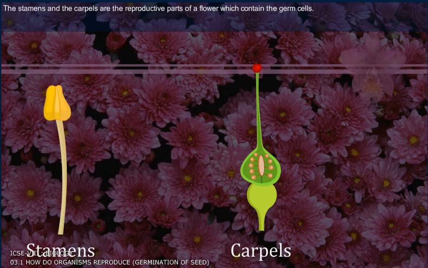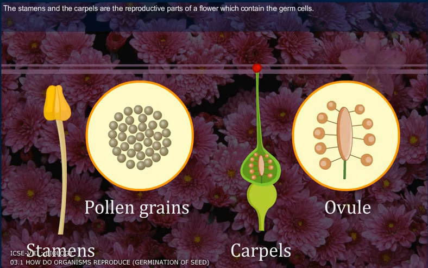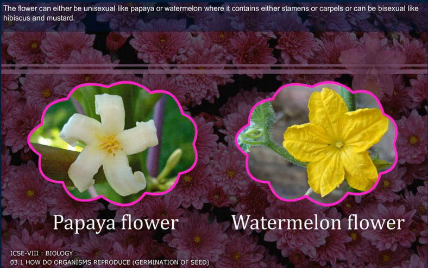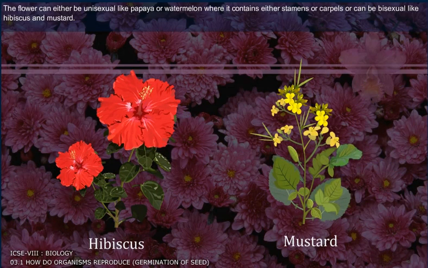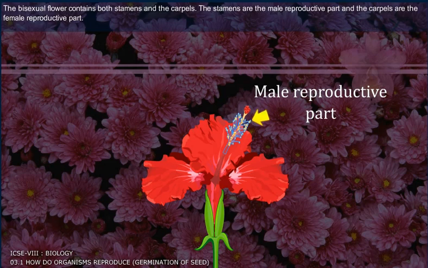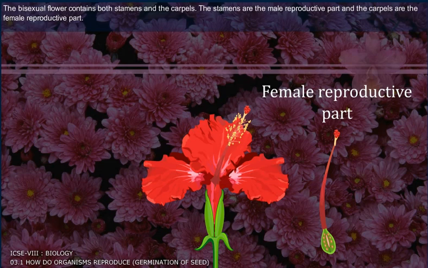The stamens and the carpels are the reproductive parts of a flower which contains the germ cell. The flower can either be unisexual like papaya or watermelon, where it contains either the stamens or carpels, or can be bisexual like hibiscus and mustard. The bisexual flower contains both the stamens and the carpels. The stamens are the male reproductive part and the carpels are the female reproductive part.